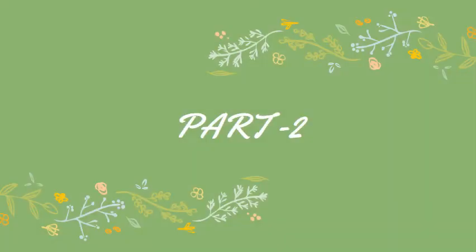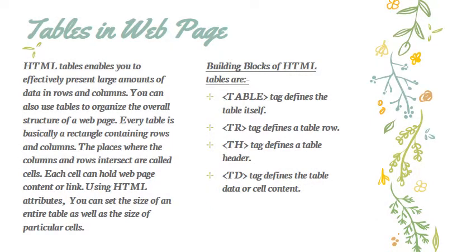Now we are going to discuss the next topic of this chapter: tables in web pages. HTML tables enable you to effectively present large amounts of data in rows and columns. You can also use tables to organize the overall structure of a web page. Every table is basically a rectangle containing rows and columns. The places where the columns and rows intersect are called cells.